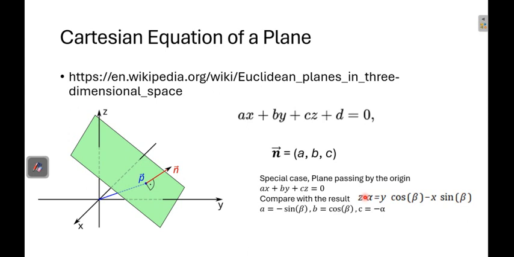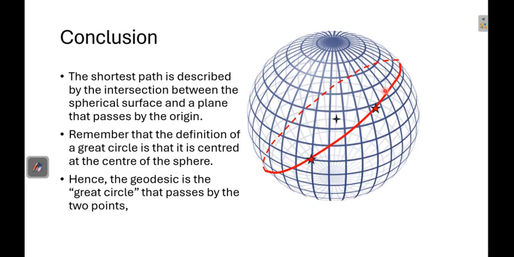You can, for example, observe that the coefficient of y, cosine beta here, is b, the coefficient of x here, negative sine beta, is a, and of course if you get z alpha to the right hand side, it will be minus z alpha, and the coefficient of z, negative alpha, is equal to c. So we have concluded that the geodesic is the intersection of a plane that passes by the origin with the sphere. Hence the geodesic is a great circle.